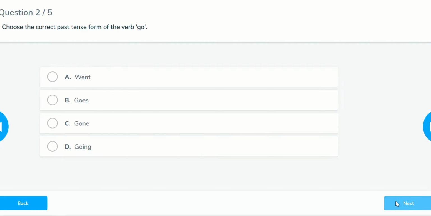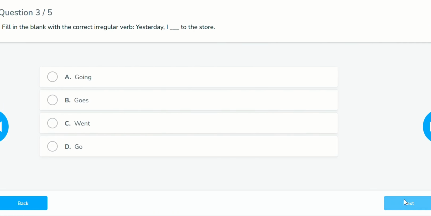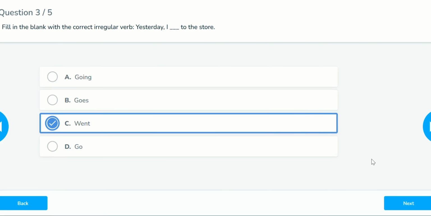What is the correct past tense form of the verb go? Went. I went to the store yesterday. She went to Mexico last year. Now fill in the blank with the correct irregular verb. Yesterday I, again, went to the store. Great.